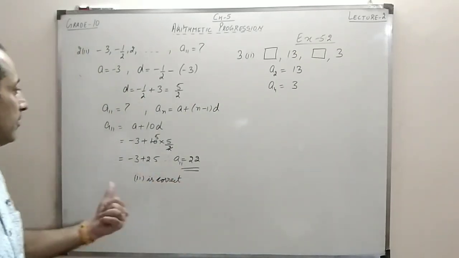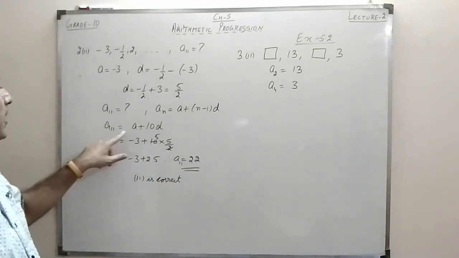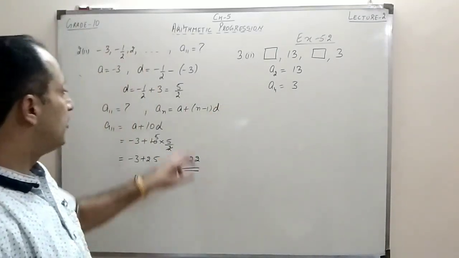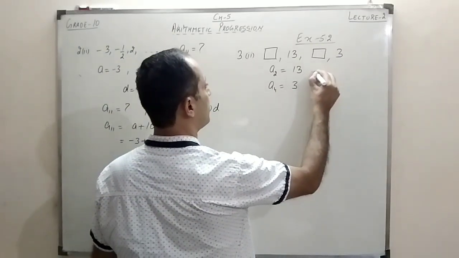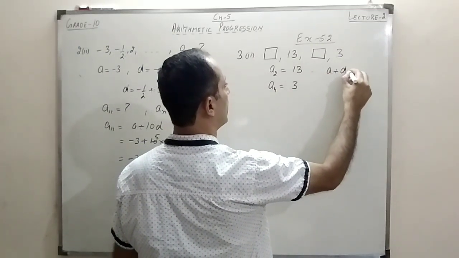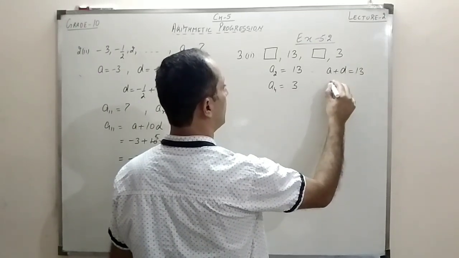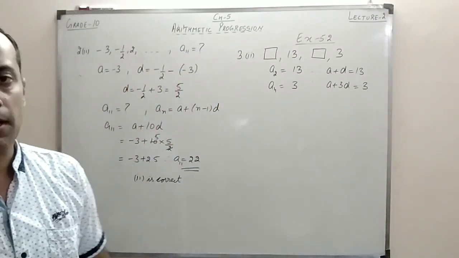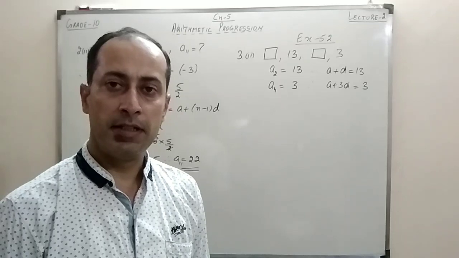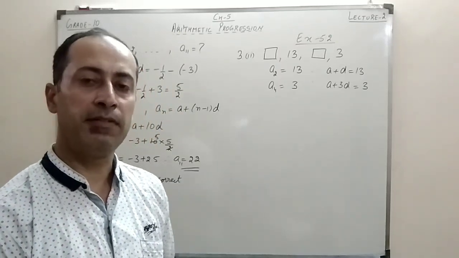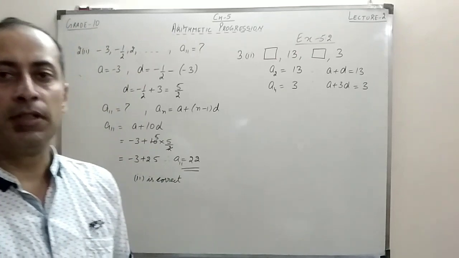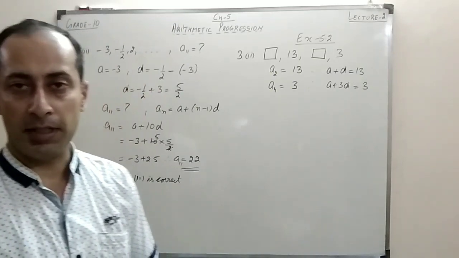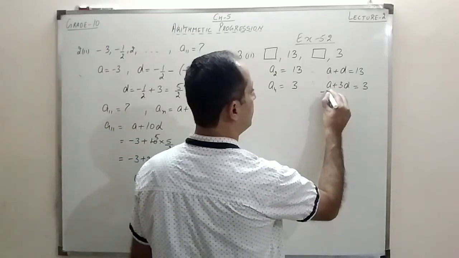If you see the previous question, I wrote A11 as a plus 10d. In the same way, I can write A2 using this relation as a plus d equal to 13. And similarly, A4 can be written as a plus 3d equal to 3. Now this becomes a pair of linear equations in 2 variables. You have done this in the third chapter. The way you solved for x and y, you can do the same for a and d here. So now we subtract these 2 equations.